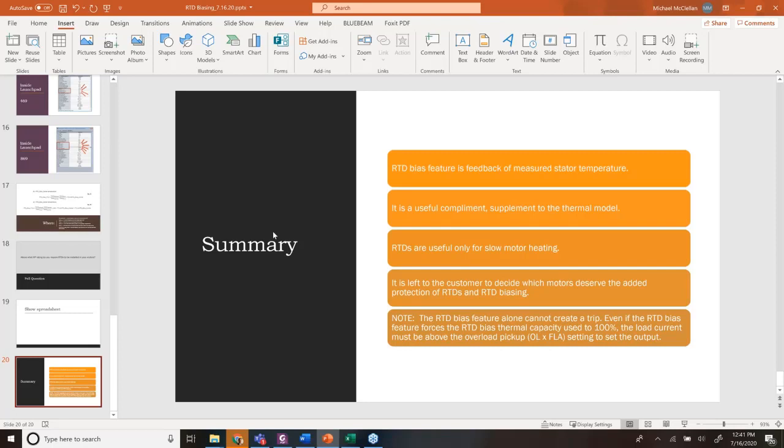To summarize, the RTD feedback is a measured quantity of the stator temperature. It is a very useful complement or supplement to the motor model. It cannot really be used in fast changing conditions because the heat transfer is fairly slow in the motor, and there are situations in which by the time the RTD detects the increase, it may be too late. So the thermal model is our number one and primary mode of protection.